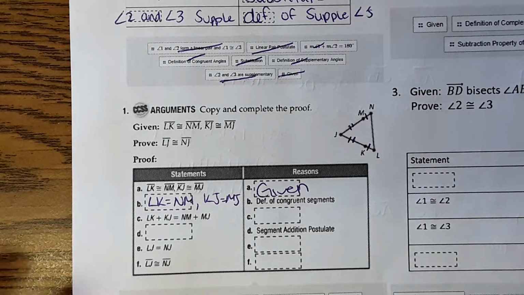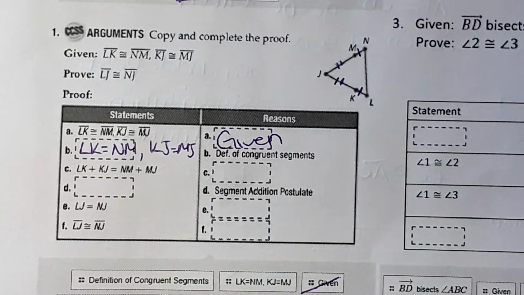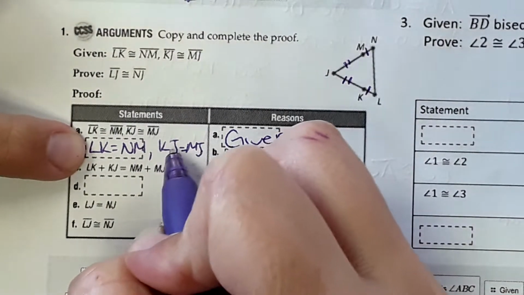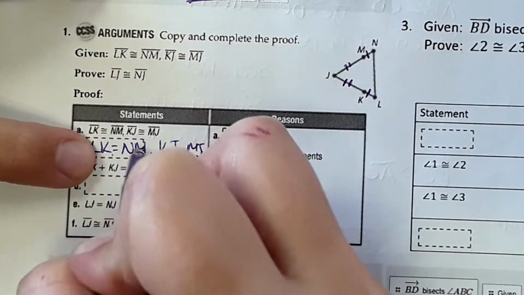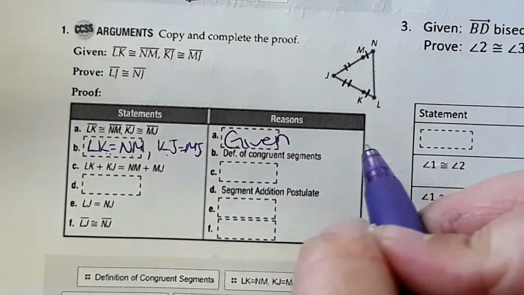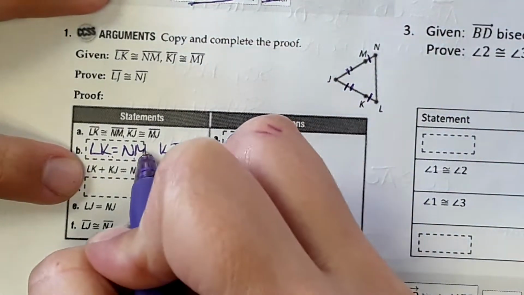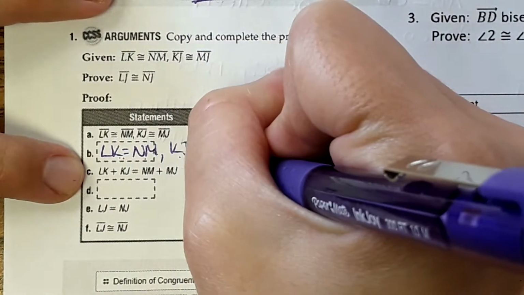The next step isn't really all that obvious until I point it out. So you can add the same thing to both sides, and you still have an equal equation. So since these two are equal, you could add each one of these to each side of this equation, and it would still be equal. So they're adding KJ to this side and MJ to this side. So that would be addition property of equality.